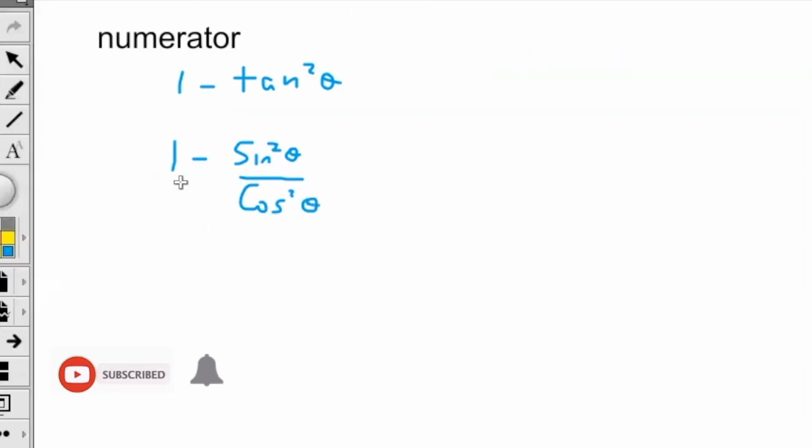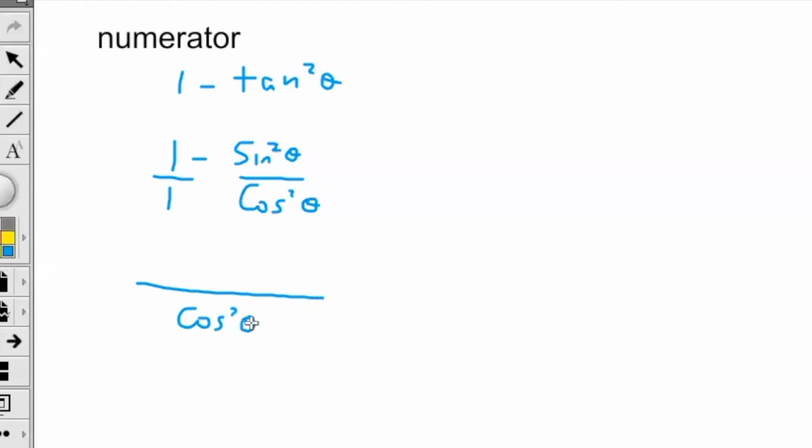Now, what am I going to do? I am going to find the LCM, where I put 1 over 1. The LCM for 1 and cos squared theta will be cos squared theta. Then I will say 1 into cos squared theta gives me cos squared theta, then multiply by 1 in the numerator. So I will have cos squared theta, minus cos squared theta into itself gives me 1, and 1 times sine squared theta gives me sine squared theta.